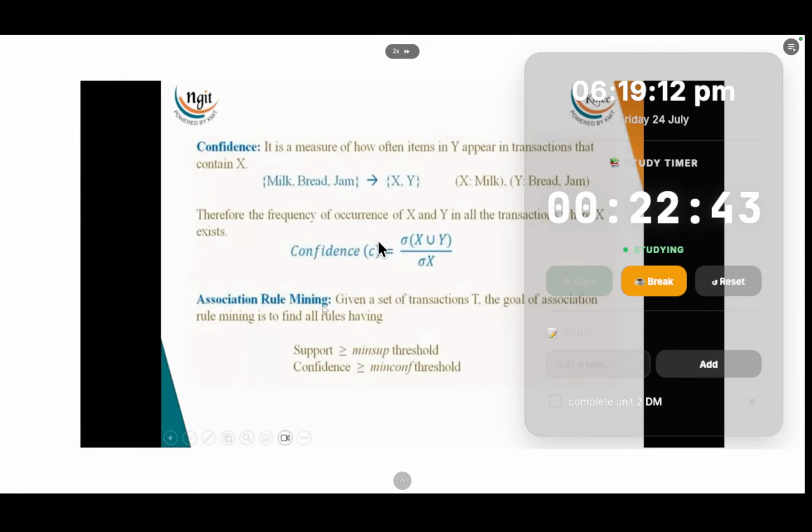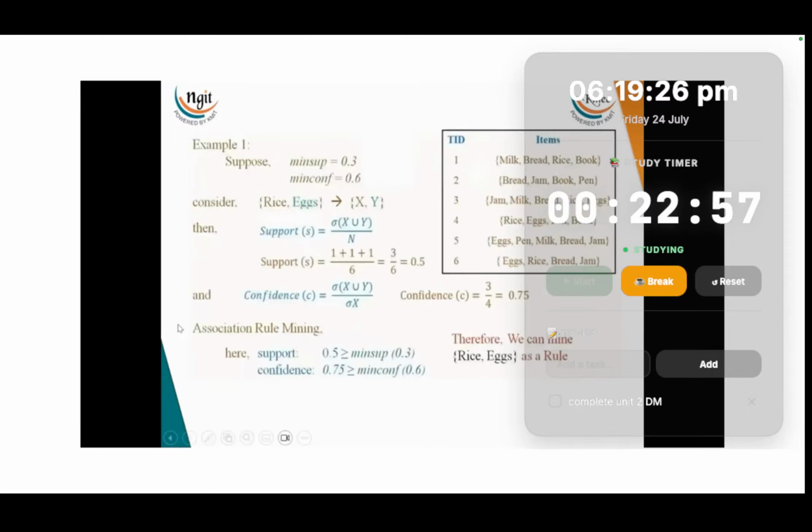Before that, we need to know about association rule mining. Whatever support and confidence we get should be greater than or equal to the given minimum support value or minimum confidence value. So if the support and confidence values are greater than or equal to the minimum support or minimum confidence, only then can we mine those data items. Let us understand this with an example.